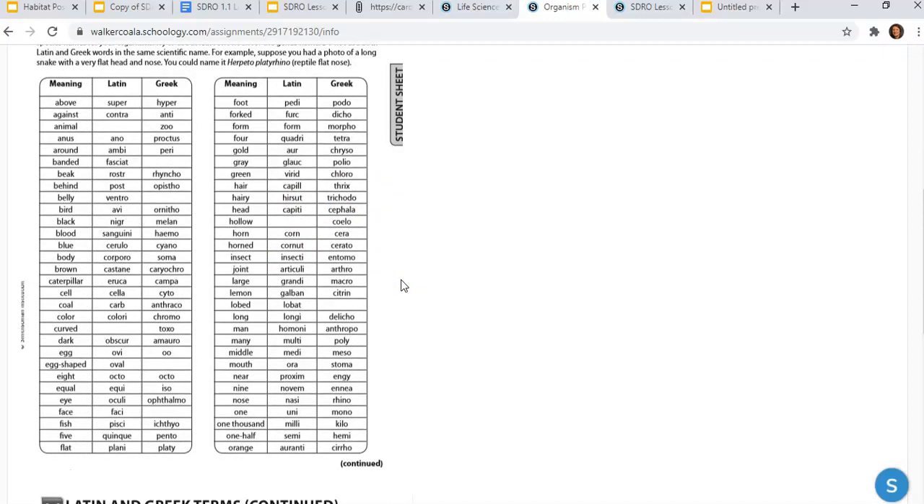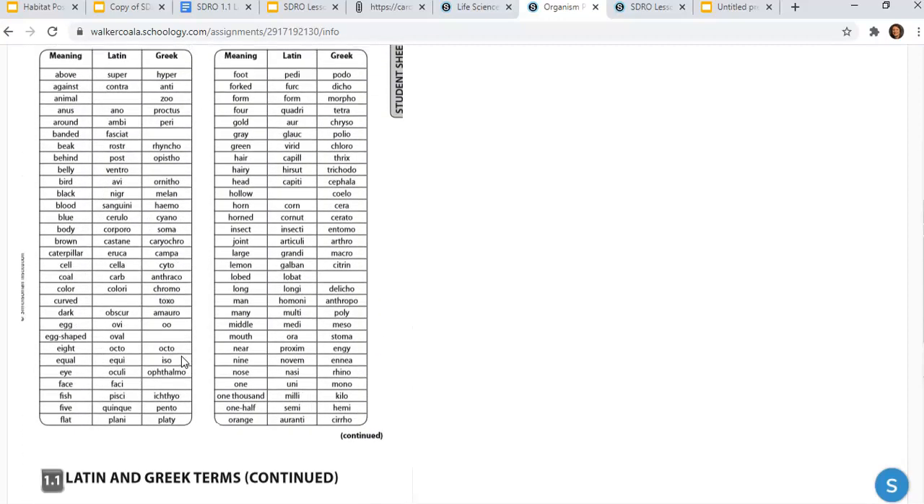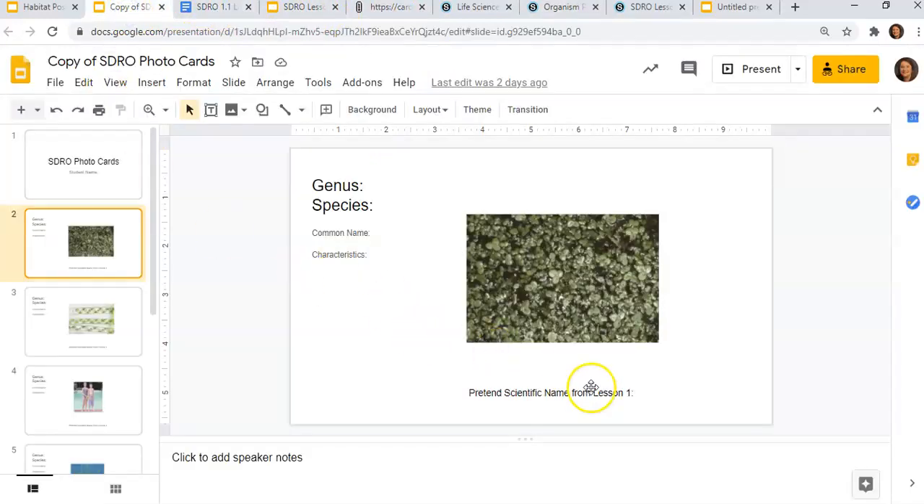Let me look if there's a word for small or tiny on here. I see one for small. Remember we said it had small leaves? Well, maybe I want to use the Latin minute, I guess is how you say that, or micro in the Greek. Well, I like the Greek terms for this, so I'm going to use micro as its genus name, and I'm going to use chloro as its species name. And it doesn't matter what you choose from this. It's just a pretend made-up name so you can see the process. So I'm going to go back to my photo card, and I would type in right here, microchloro.